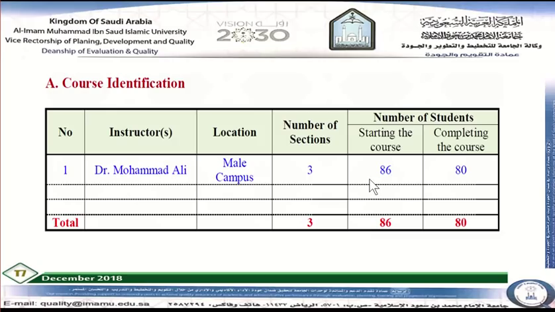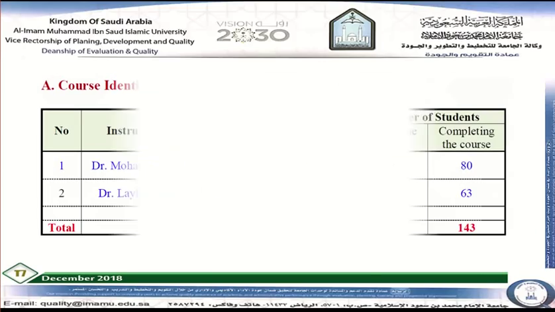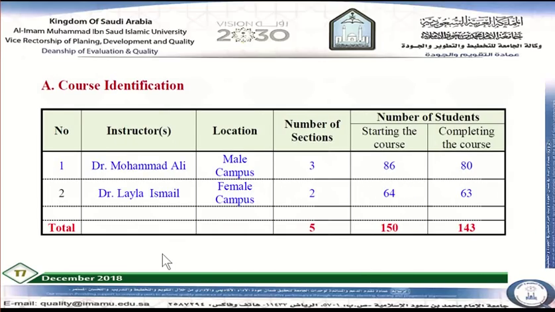Here you write the number of students who enrolled in the course at the beginning of the semester, and here the number of students who passed the course successfully. And you write the total here. Then if you have more than one instructor for the course, you write all the instructors here.